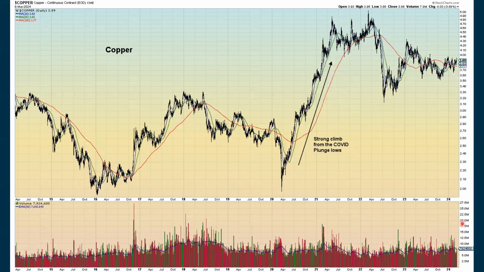Copper, this is more of a barometer of the economy. When copper's going up, that tends to look more favorable at economic conditions going forward. When it's going down, that tends to mean that the economy is going to be weaker. We've really been chopping sideways lately, even though copper is still in a daily uptrend.